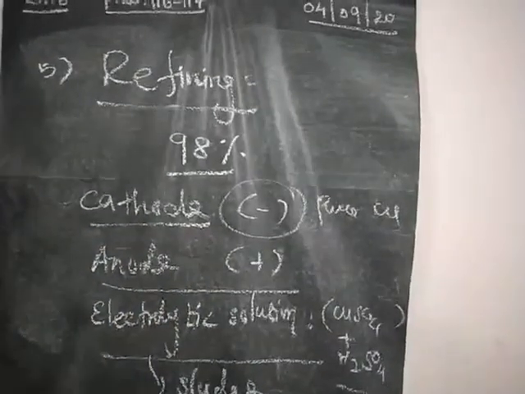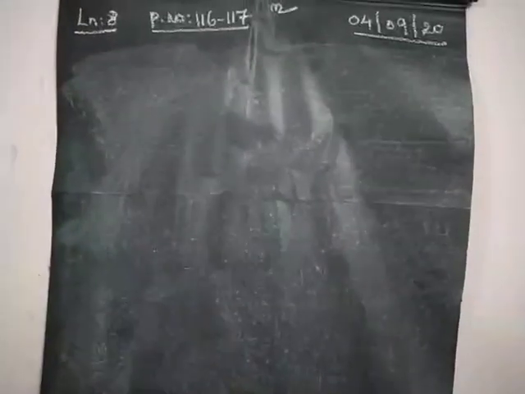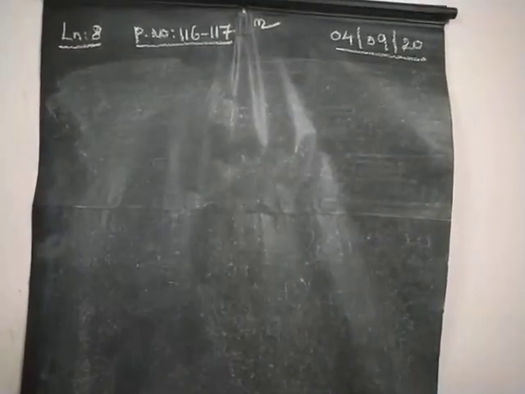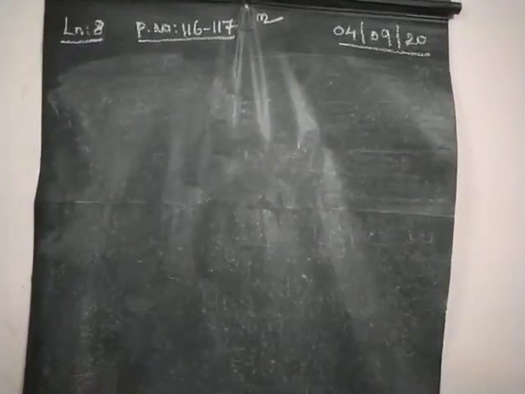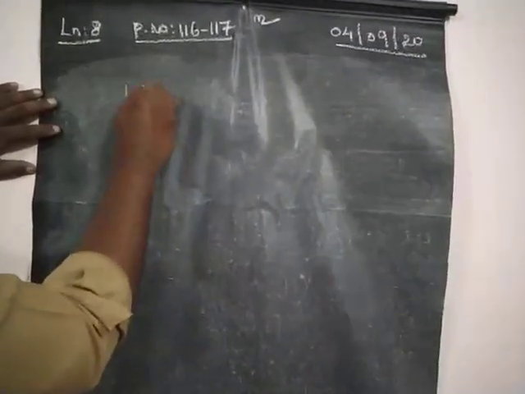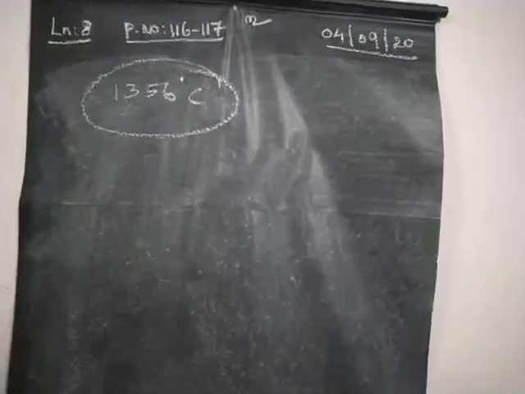Next, the physical properties of copper. What is meant by physical properties? We have already learned: shape, size, color, temperature, only the outer appearance. What is the color of copper? Copper is a reddish brown colored metal with high luster. It has high density and a high melting point, around 1356 degrees Celsius.